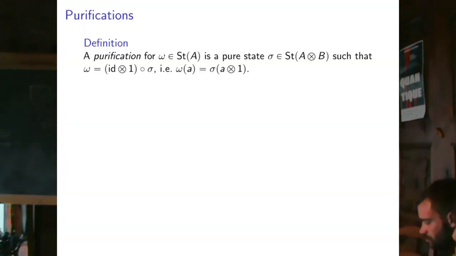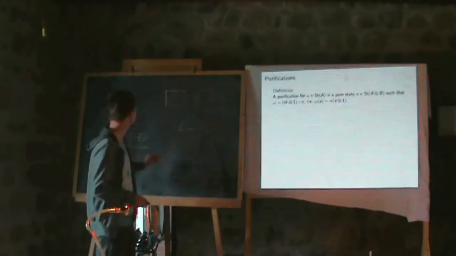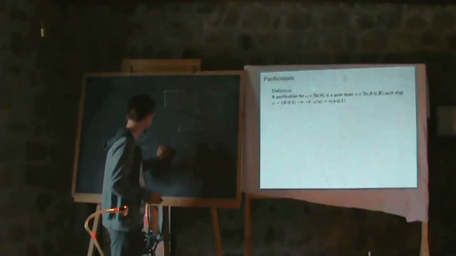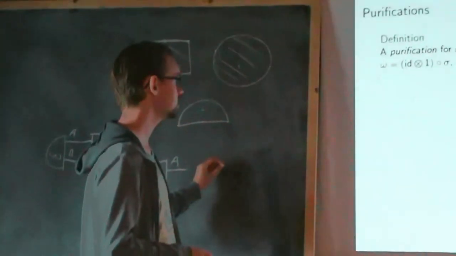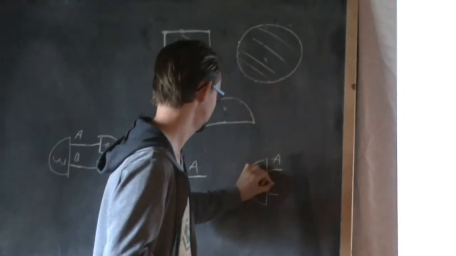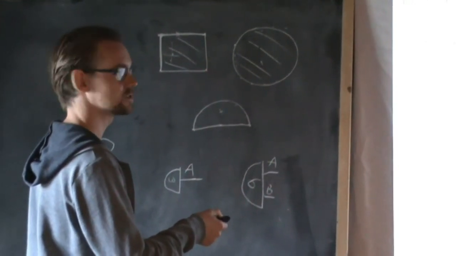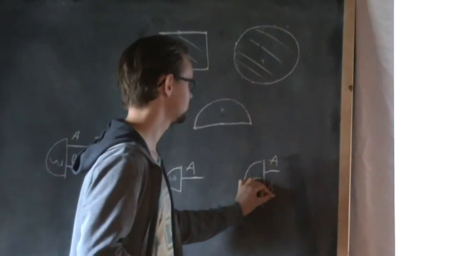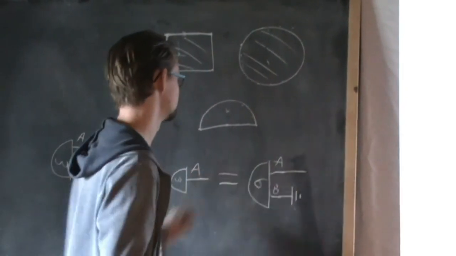Okay, so then the last axiom. Again, I need the board to see. So a purification for a state omega, where omega is a state on the system A, is a state sigma on the composite system AB, such that if I apply the trivial effect, the deterministic effect, which is often written as throwing away the system, with a ground map here, these things should be equal to each other.